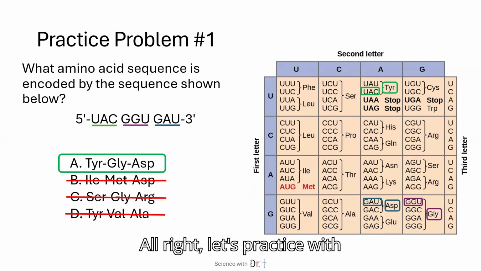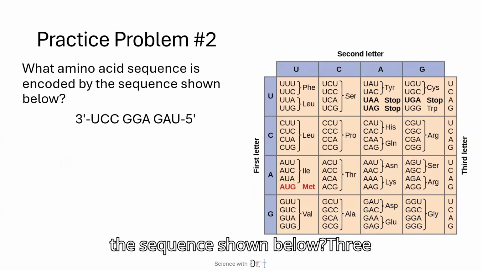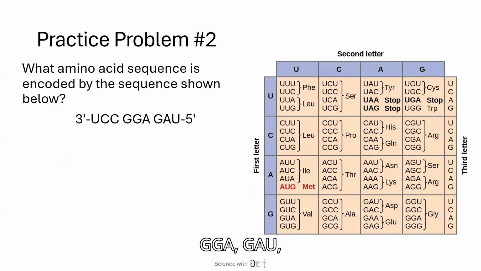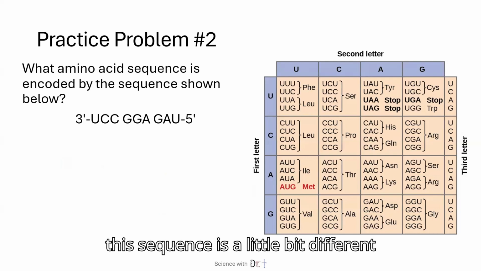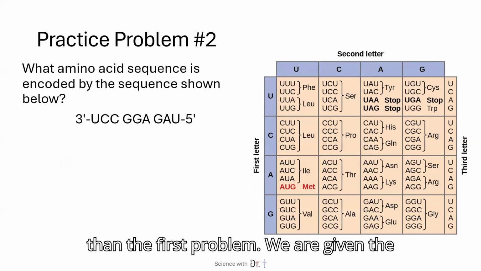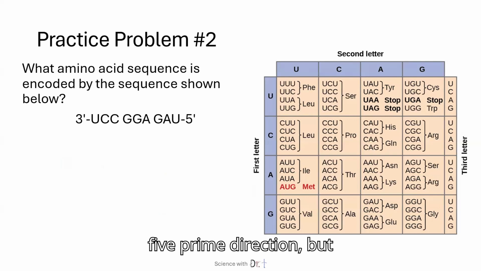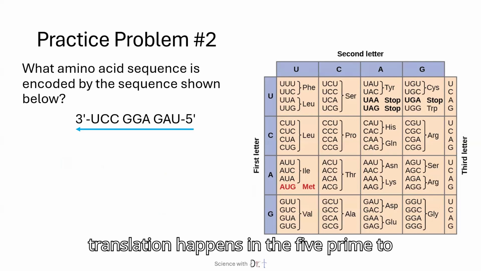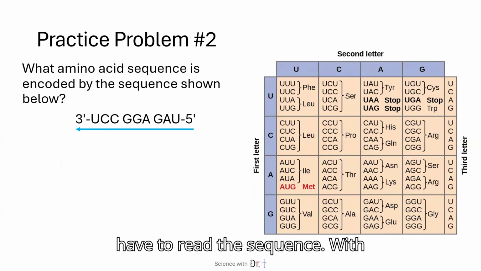All right, let's practice with one more problem. What amino acid sequence is encoded by the sequence shown below? 3' UCC, GGA, GAU, 5'. Okay, so if you notice, this sequence is a little bit different than the first problem. We are given the RNA sequence here in the 3' to 5' direction. But translation happens in the 5' to 3' direction. So that's how we have to read the sequence.